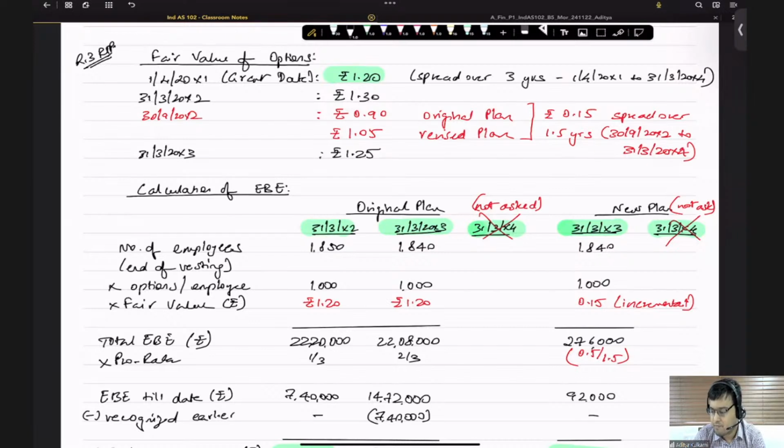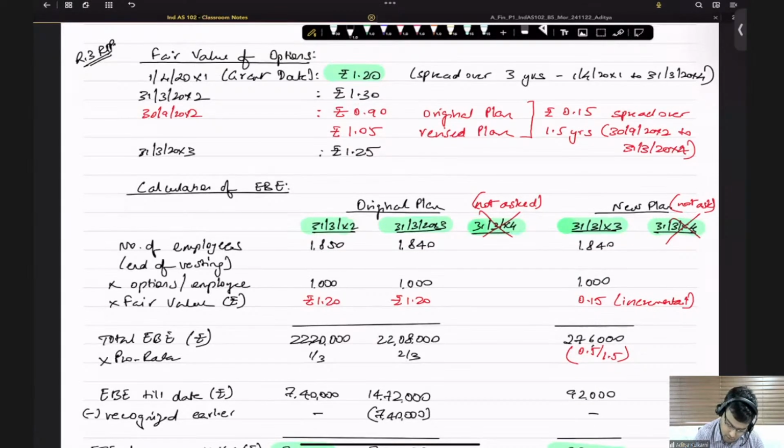So we do not look at whether we have benefited or not. What we have to look at is the incremental fair value. Original option continues to exist. Original is not getting shut down. Okay. All right. Kaushiki, that is 31st March X3. I hope you understood.